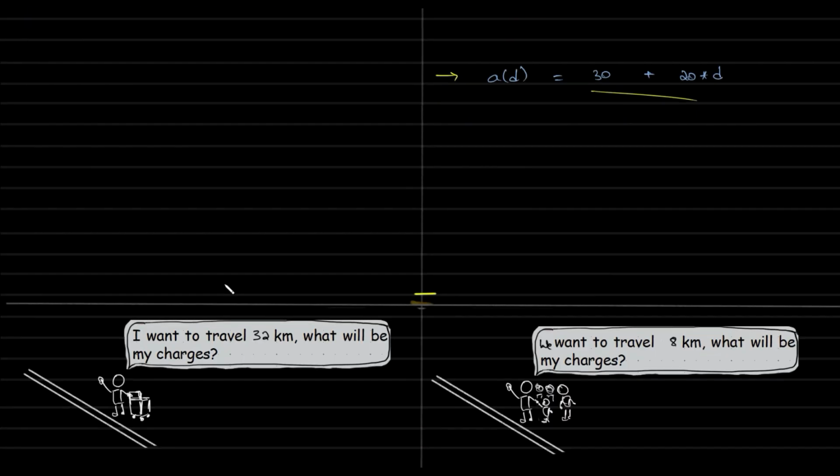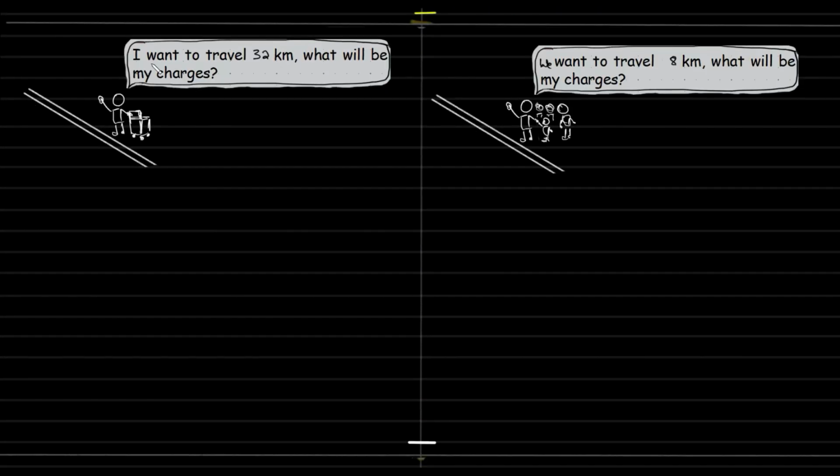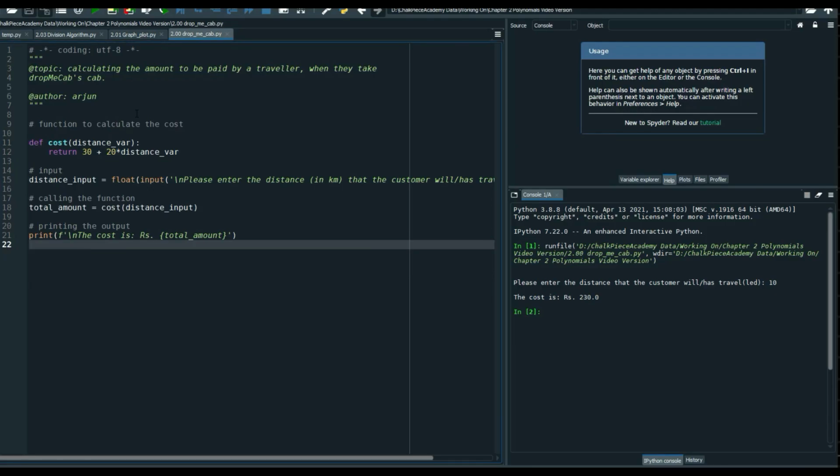Now let's have a test run. So we have a person. I want to travel 32 kilometers. What will be my charges? So he stops a cab and he is like, I'm going to travel 32 kilometers. What will be the charge? So we are the cab drivers. Say I'm the cab driver.